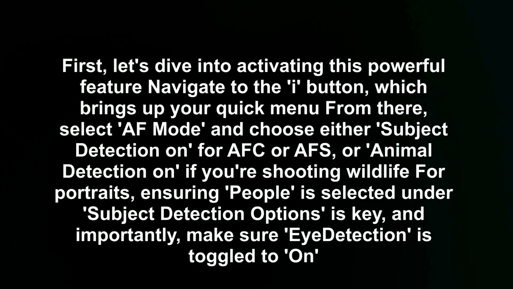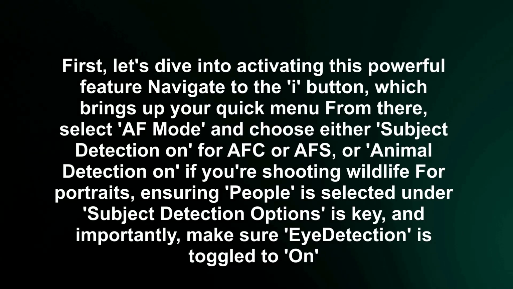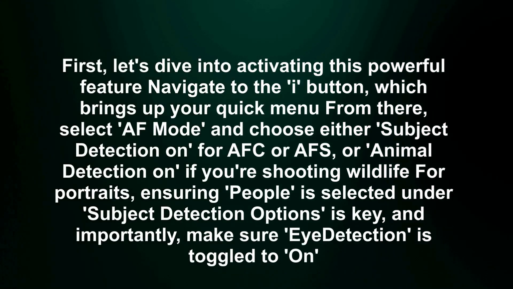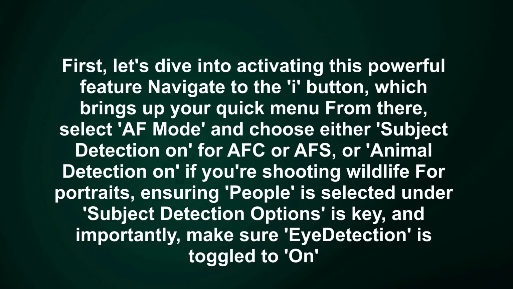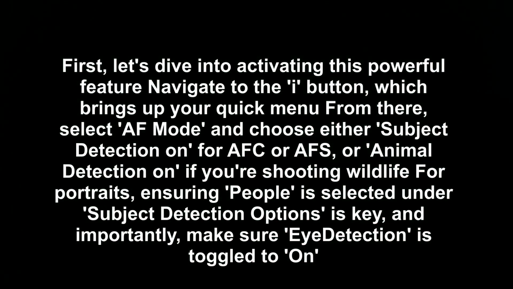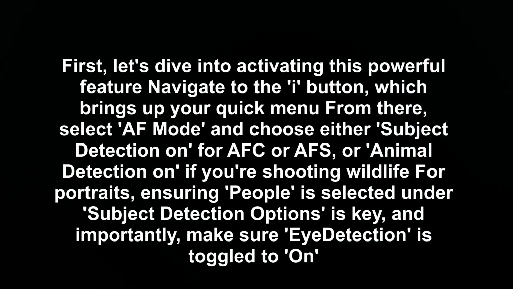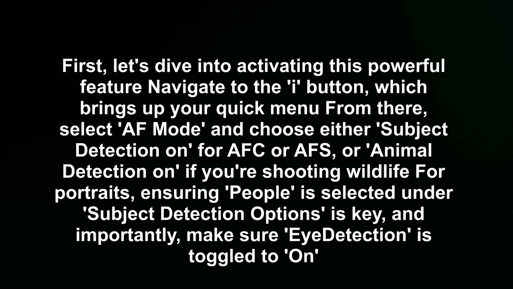From there, select AF mode and choose either subject detection on for AFC or AFS, or animal detection on if you're shooting wildlife for portraits. Ensuring people is selected under subject detection options is key. And importantly, make sure eye detection is toggled to on.